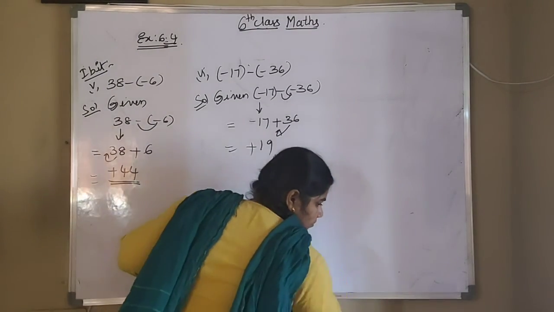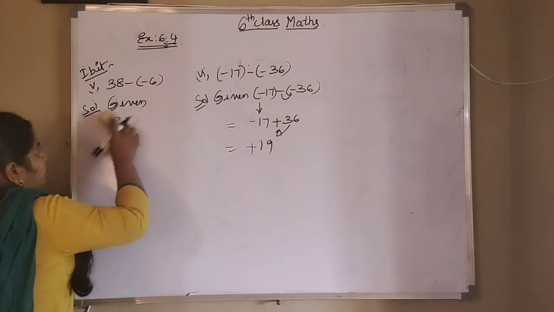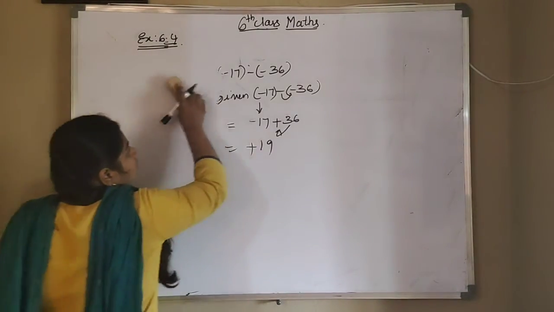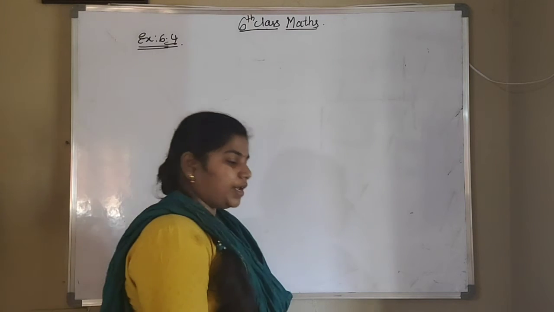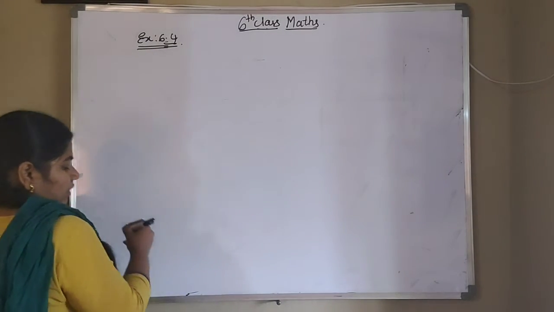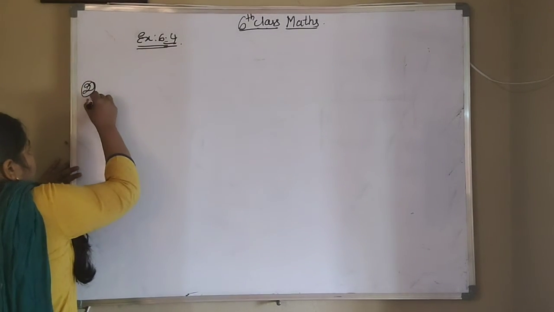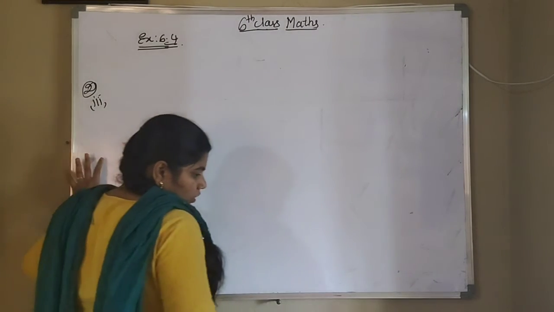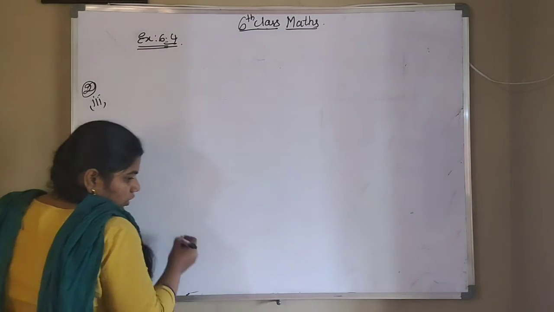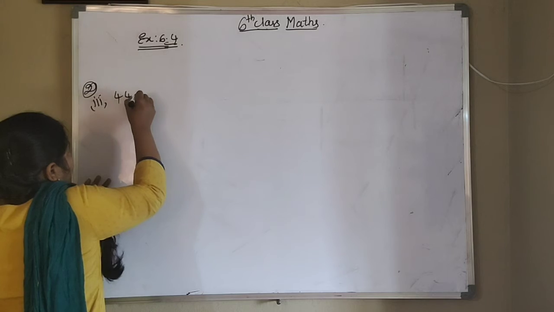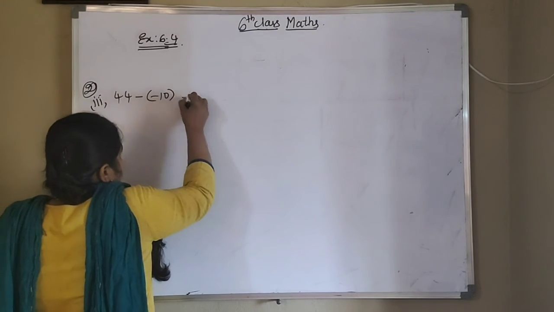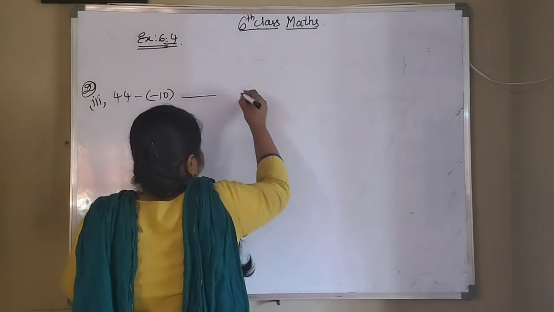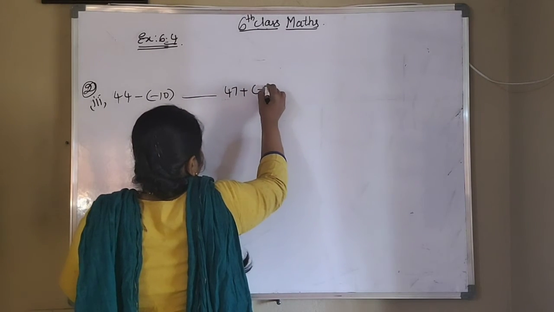Next is second bit. So in this second bit, we have to keep the less than symbol and greater than symbol. So in second bit, last two problems I gave it as homework. What is that? 44 minus of minus 10 and 47 plus of minus 3.